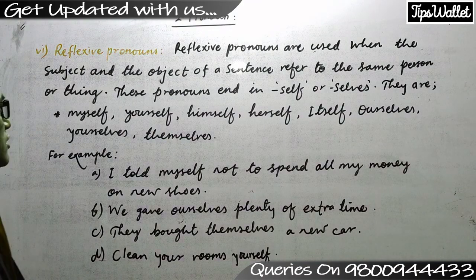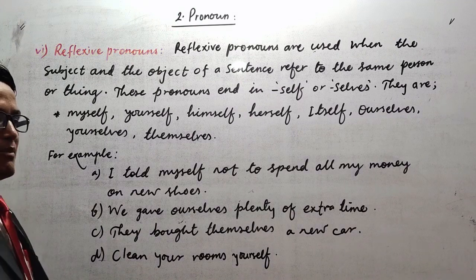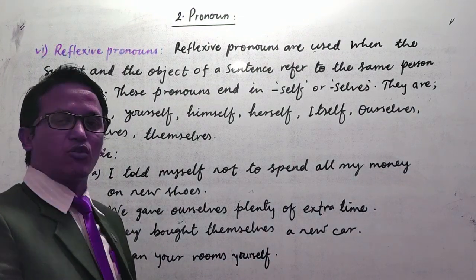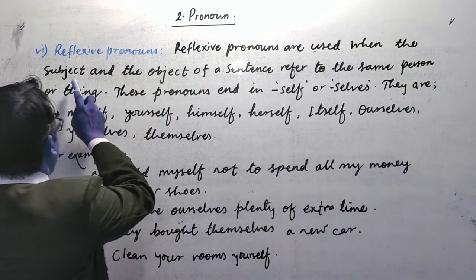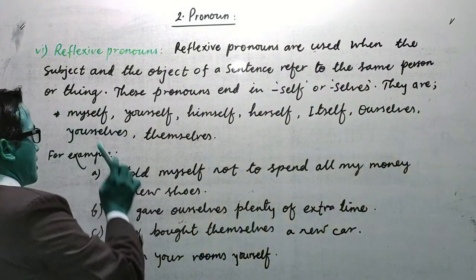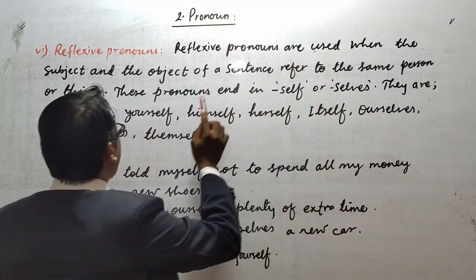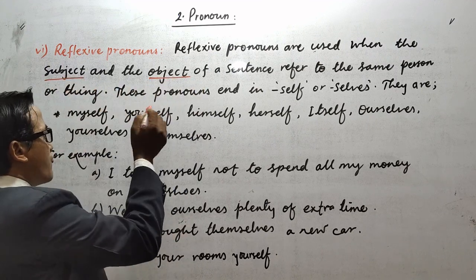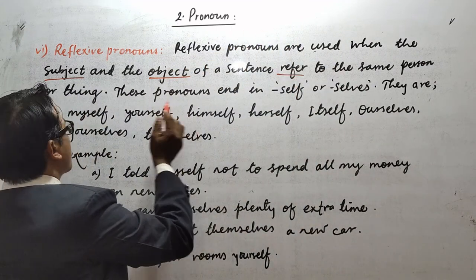So now coming to the next, that is reflexive pronoun. I'm going to describe in detail about reflexive pronoun. What is a reflexive pronoun? Reflexive pronouns are used when the subject and the object of a sentence refer to the same person or thing. Please try to understand here. They are used when the subject or object in the sentence directly refers to the same person or same thing.